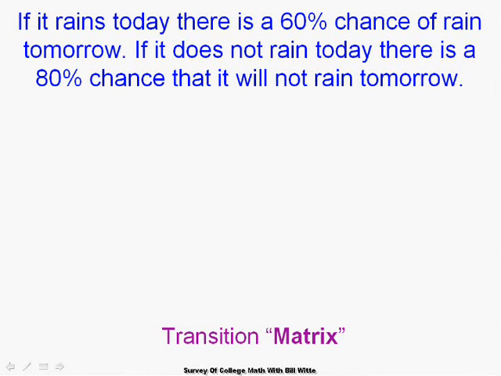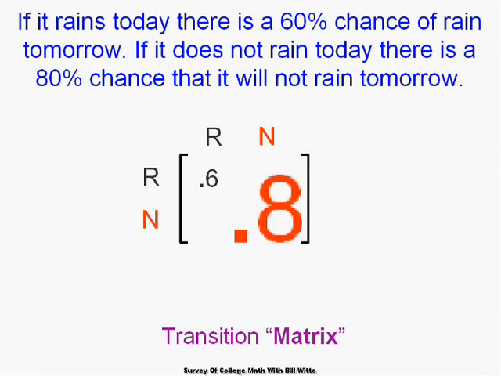Remember what a matrix looks like, rows and columns. In this case we have the row for rain and the row for non-rain, and the column for rain and the column for non-rain. So to go from rain to rain, we know there's a 60% chance. And to go from non-rain to non-rain, there's an 80% chance. And once again, all the possibilities have to add up to 1. So to go from rain to non-rain will be a 40% chance. And to go from non-rain to rain will be 1 minus the 0.8, a 20% chance.